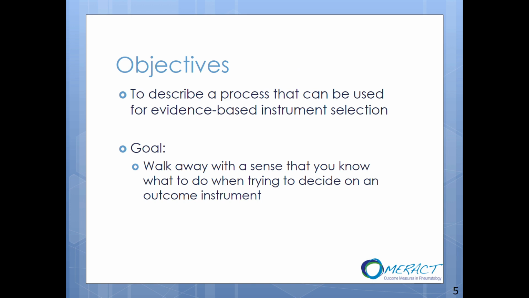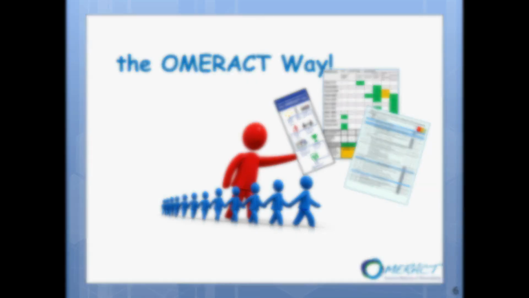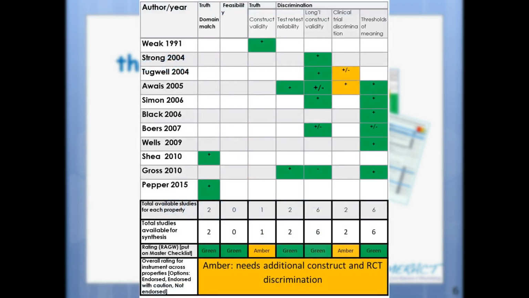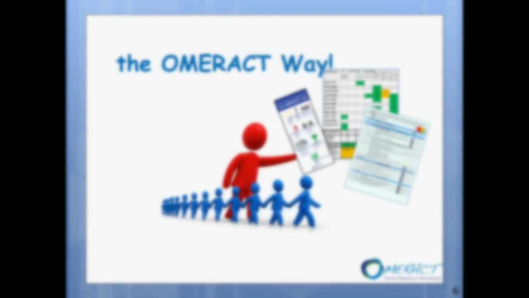So the objective today is to describe the process that can be used for an evidence-based instrument selection, hoping that by the end of it you'll walk away with a sense of what you need to be able to do to decide on an outcome instrument. And we call this the OMERACT way, and the three pictures in the hand of the red figure in this slide will show you the three tools that you'll become familiar with by the end of this presentation. The OMERACT way card, which is available for you at any point in time, the summary of measurement property instruments table, the table in the back, and then to the right, the checklist to monitor your progress through the process.